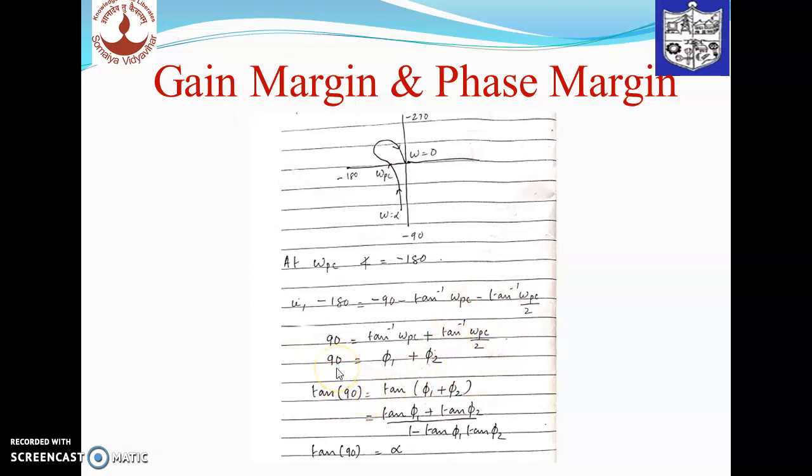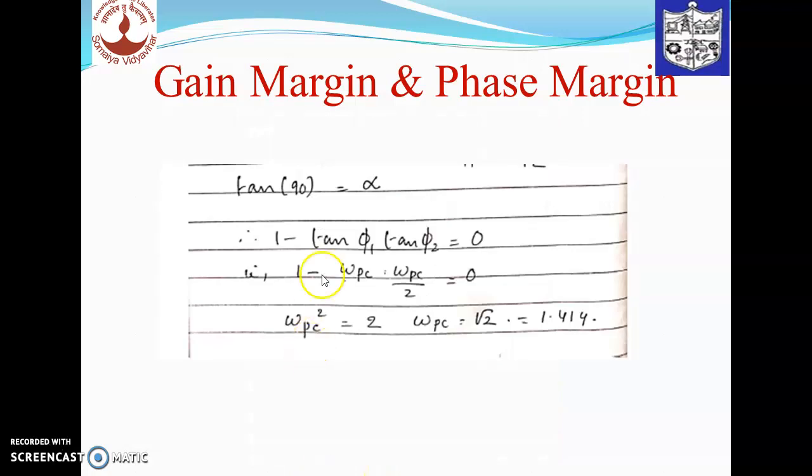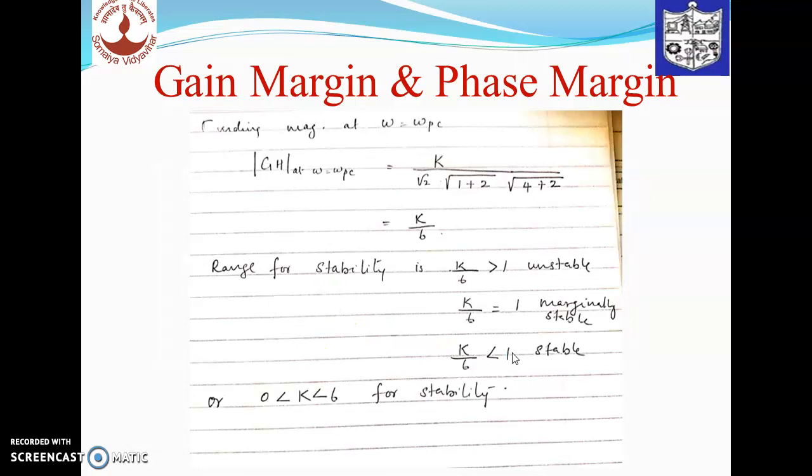So taking tan on both sides, tan of 90 equal to tan of phi 1 plus phi 2, giving the trigonometric equation for that, I get tan of 90 is infinity, so the denominator will be equal to 0. From that I got omega pc as root 2. Now putting that value of omega pc in the magnitude equation, I got the magnitude as k by 6.